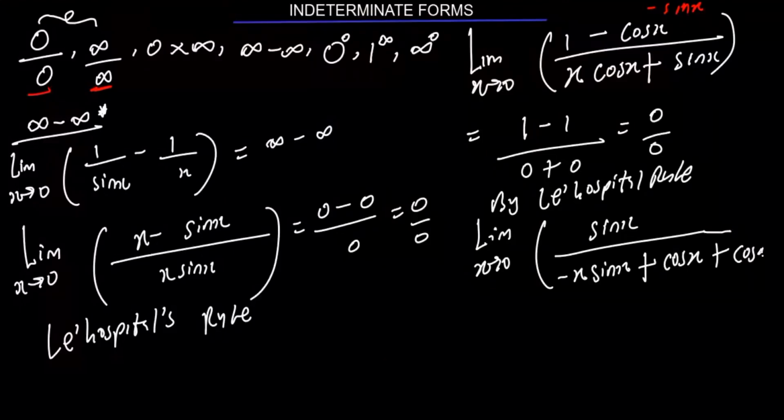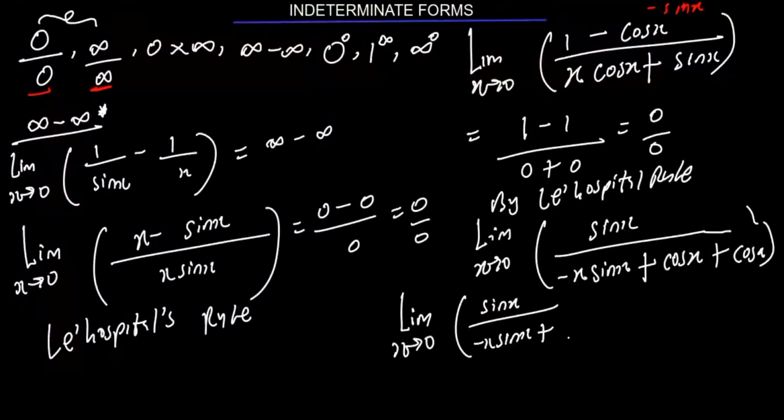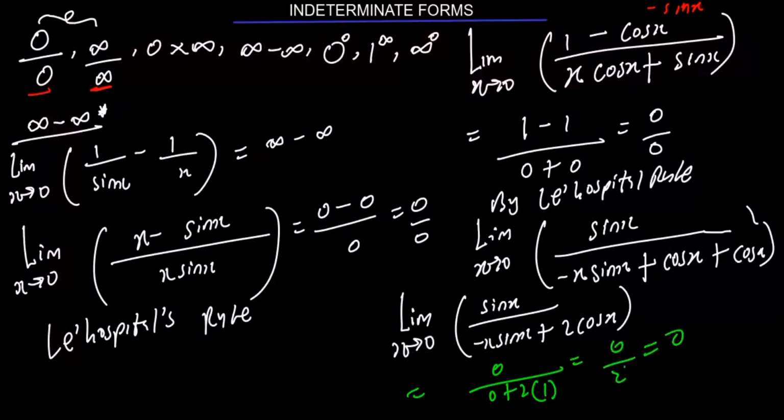Cos x. So if I write what I'm having here, I have the limit as x tends to 0 of sine x over minus x sine x plus cos x, which will give me 2 cos x. So if I input my 0 here, sine 0 is 0, over this part will give me 0 plus 2 times cos 0, which is 1. So I have 0 over 2 and my answer is equal to 0. So that is it. Eventually, my answer gave me 0.